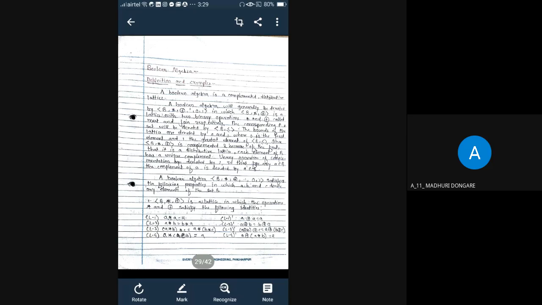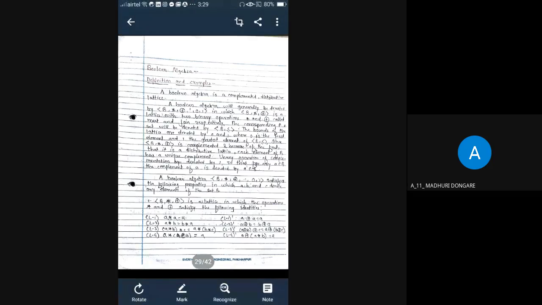In the lattice part we have seen types of lattices: complemented lattice, distributive lattice and bounded lattice. Complemented lattice means if a complement exists for each and every element of the lattice, then that lattice is called a complemented lattice. Distributive lattice means if the lattice holds the distributive property, it is called a distributive lattice. And bounded lattice means if bounds exist for the lattice, it is called a bounded lattice.